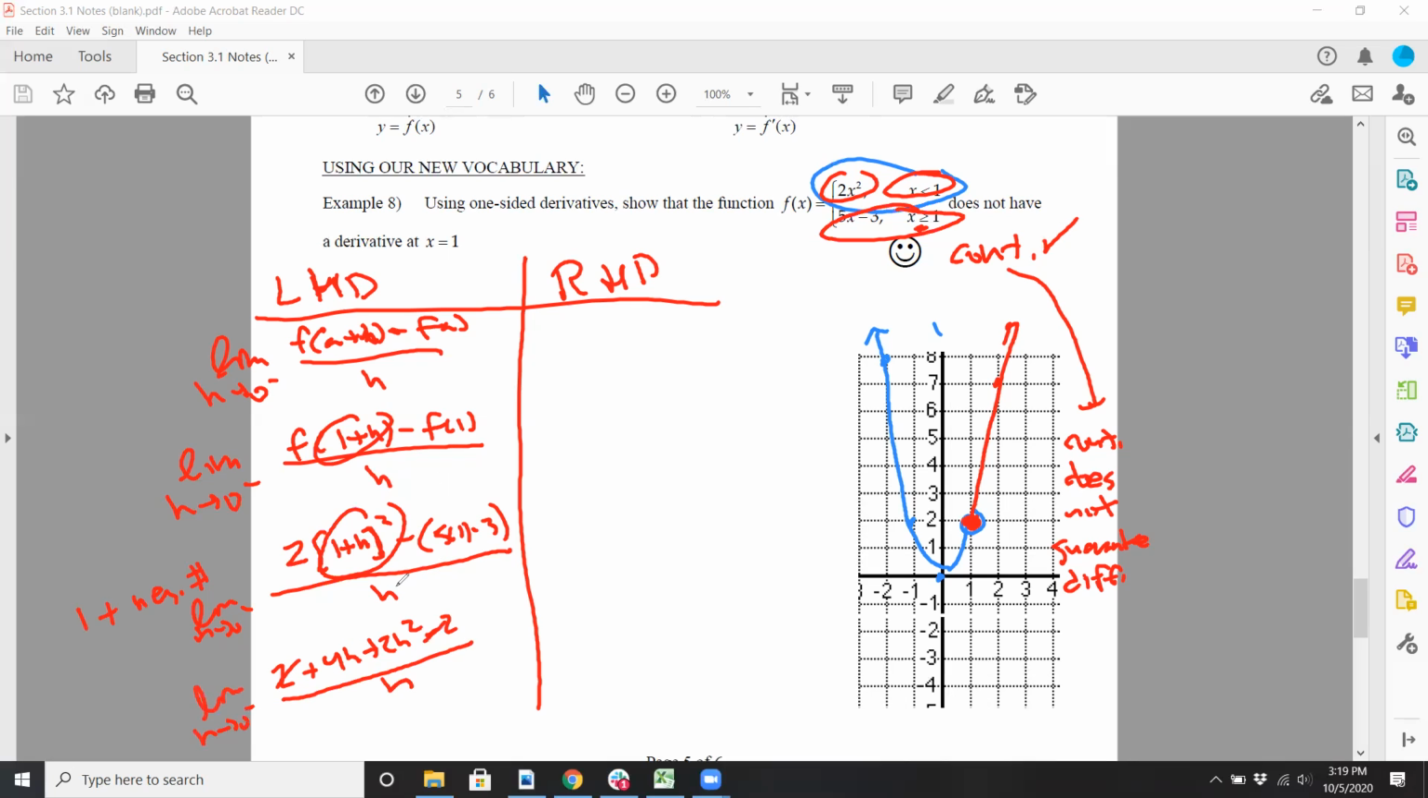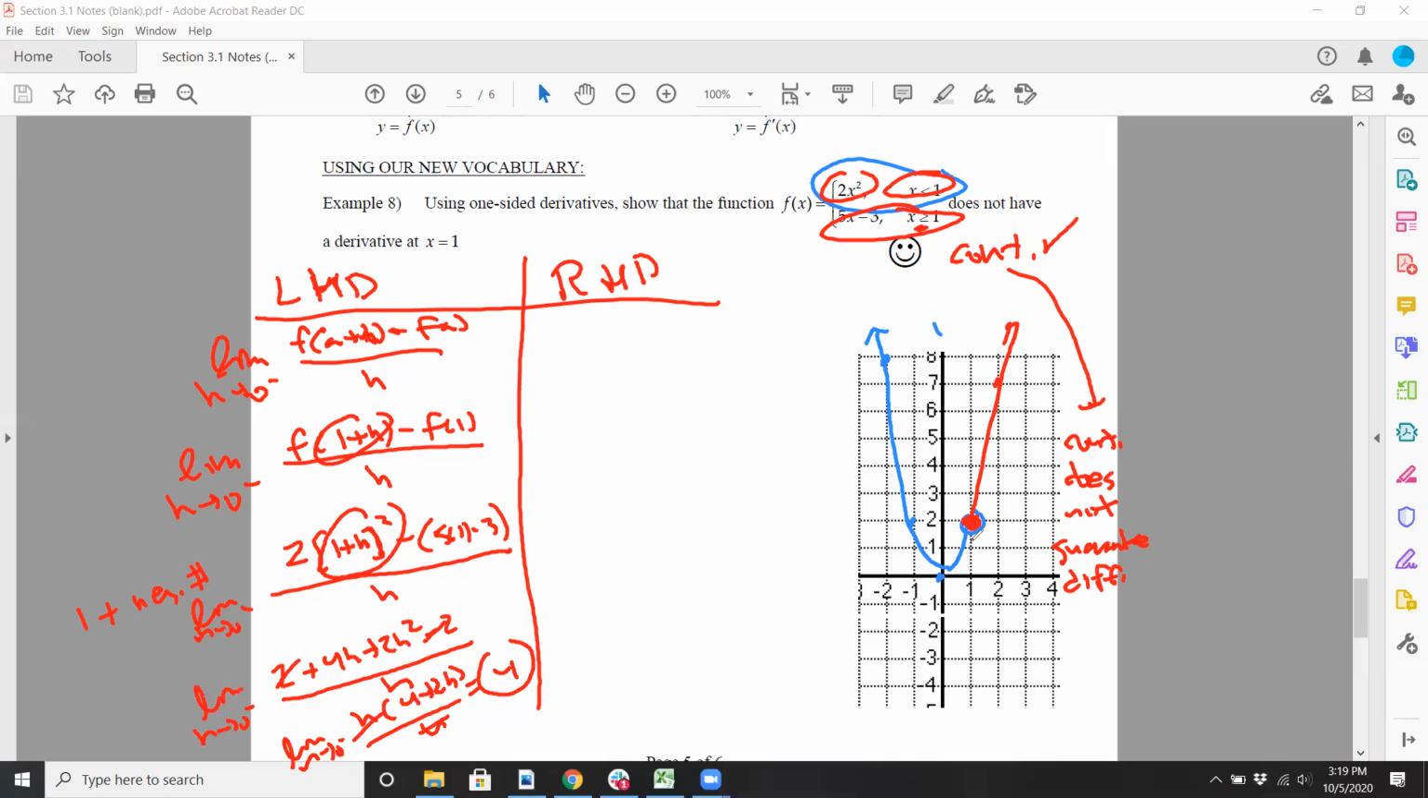Now, you can actually do a little reduction, factor out h, 4 plus 2h over h, those cancel, those h's cancel. As h approaches 0 from the left, plug in 0, you get 4. So basically the slope of the tangent line right before we get to 1 is going to be 4.